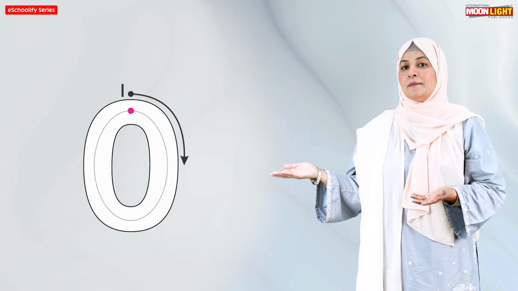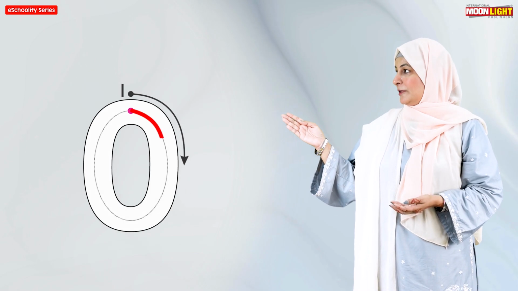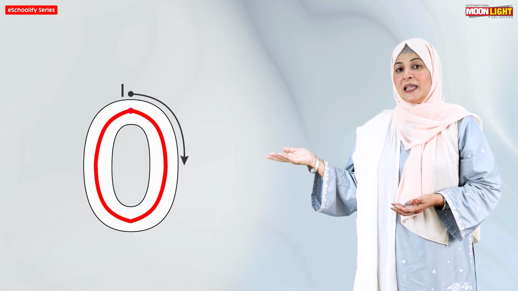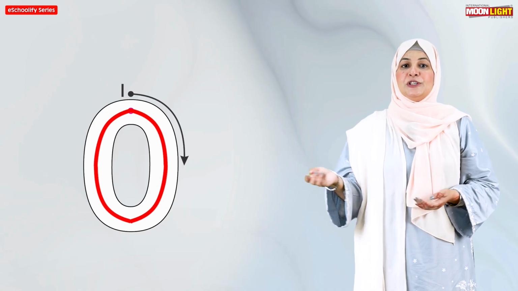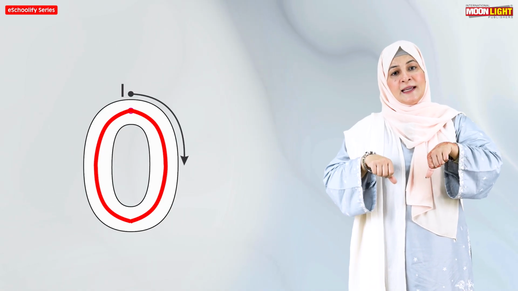After that, you will teach them how to trace number 0. Start from the dot, go round, round, round and stop. It will make number 0. 0 means nothing.